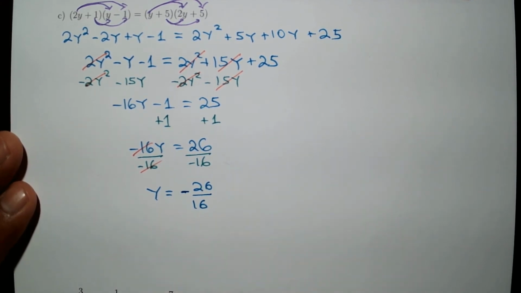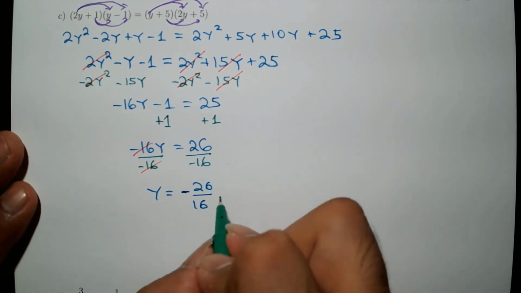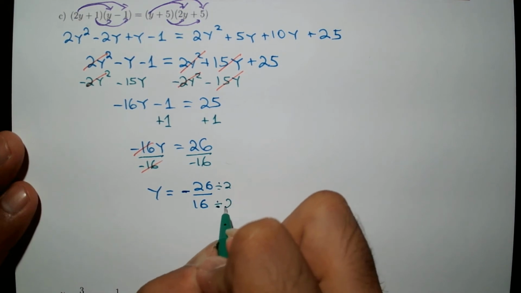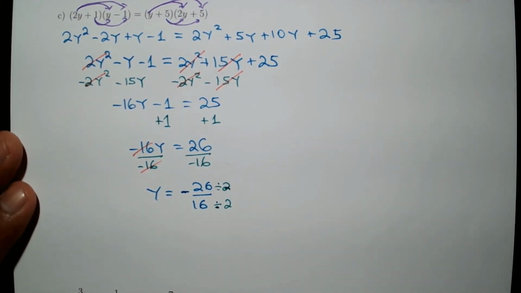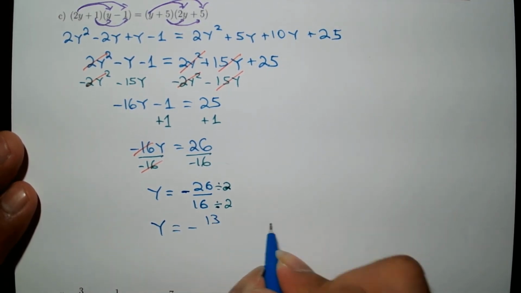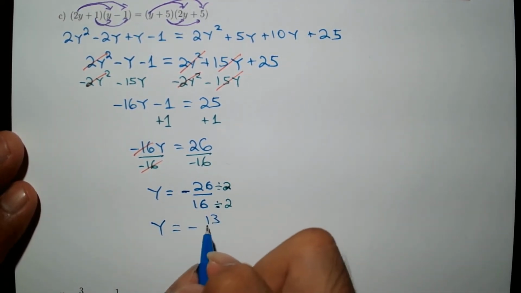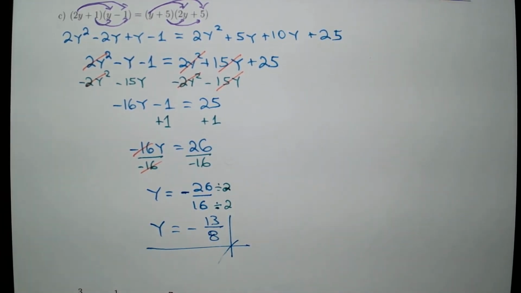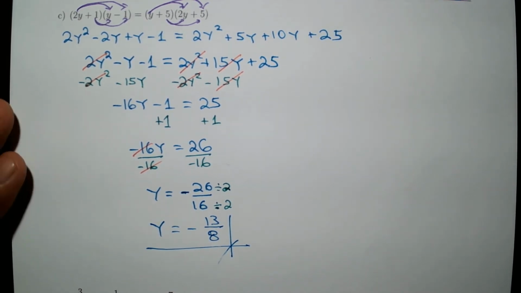So notice both numbers are divisible by 2. Because both numbers are even, I'm going to divide by 2. Alright, so half of 26 is 13, half of 16 is 8. And that's all we can do for this equation. So that was another equation, an apparently quadratic equation that ended up being a linear equation.